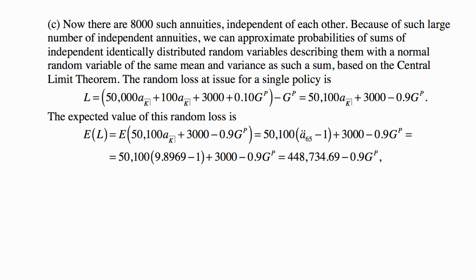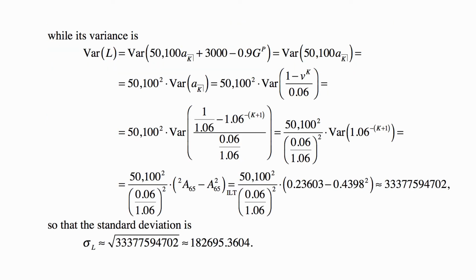And then the rest is just straight calculations, except that we still have this 0.9 GP left in the calculation, because we're going to figure out that premium from the approximation. So what about the variance? Well, the variance is the variance of the same random variable.